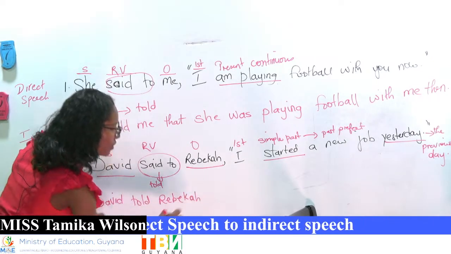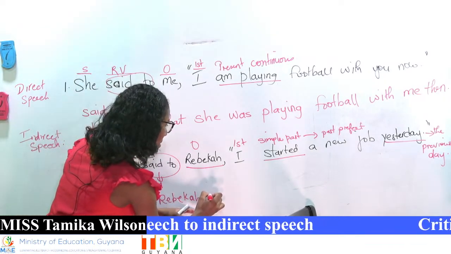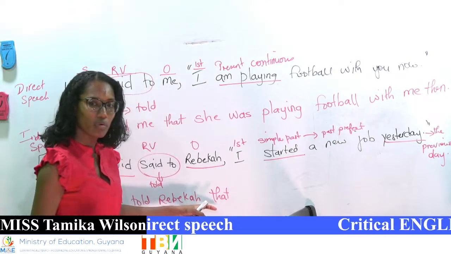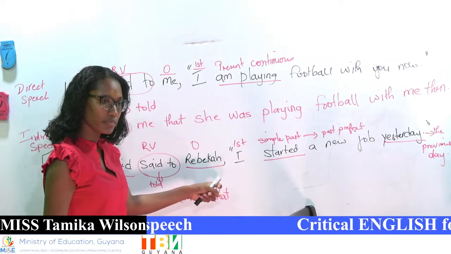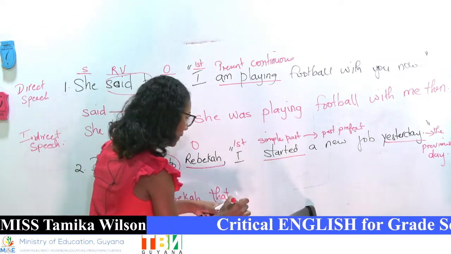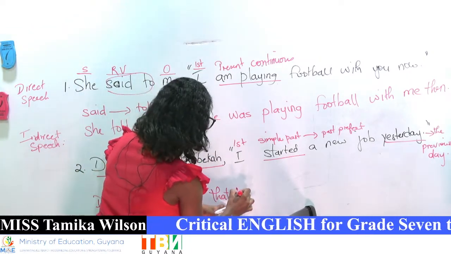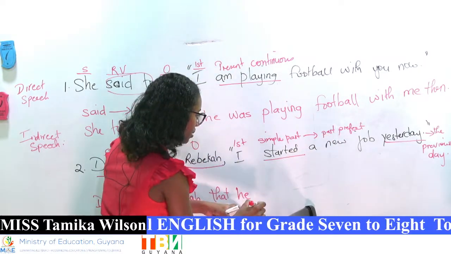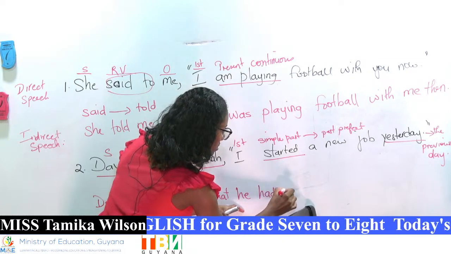What's next? That. So we're replacing... Why are we putting that here? The conjunction, because we are replacing the uplifted commas with the conjunction "that". He started... no, past perfect. Had started.